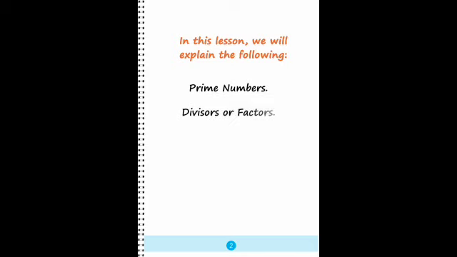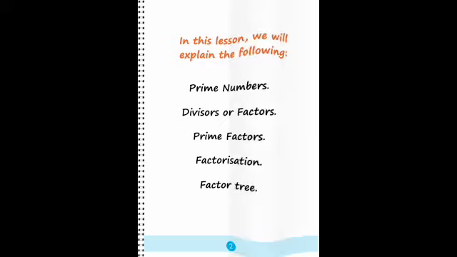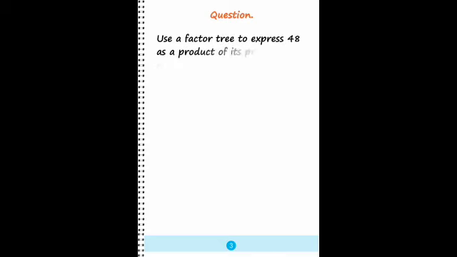In this lesson, we explain the following: prime numbers, divisors or factors, prime factors, factorization, factor tree. Question: use a factor tree to express 48 as a product of its prime numbers, or prime factors.